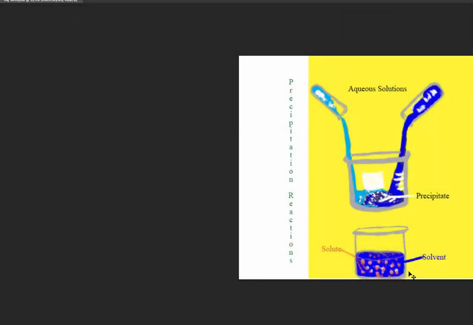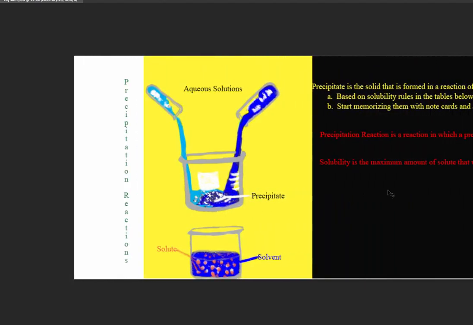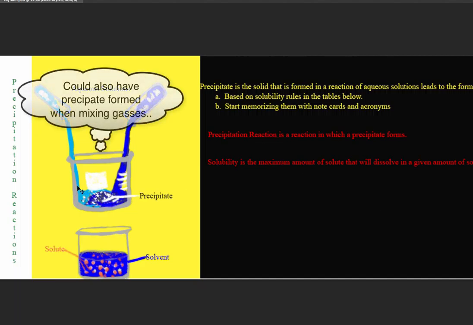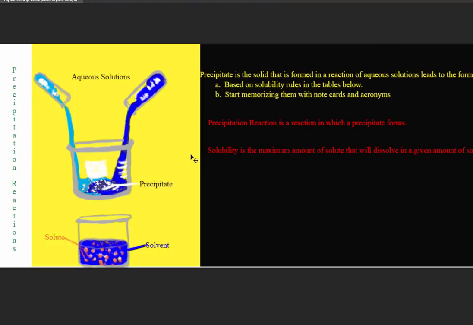Today we're going to be looking at the concepts of precipitation reactions and aqueous solutions and give an introduction to solubility. So, what is a precipitation reaction in general? Well, if I take two aqueous solutions and I mix them together, I could form what's called a precipitate. It is the solid that is formed when we combine the aqueous solutions.